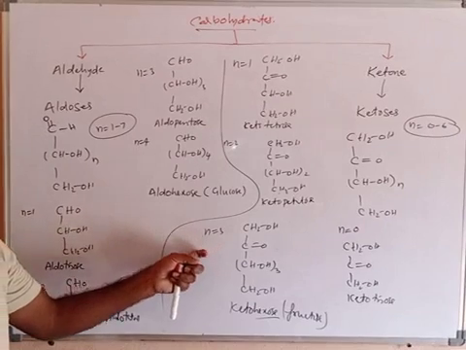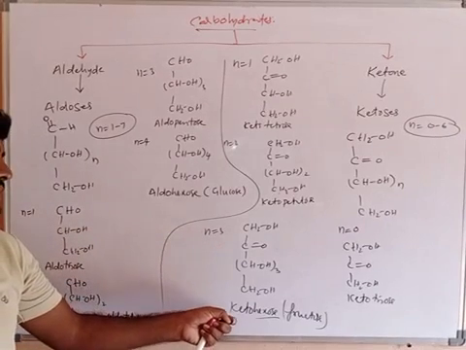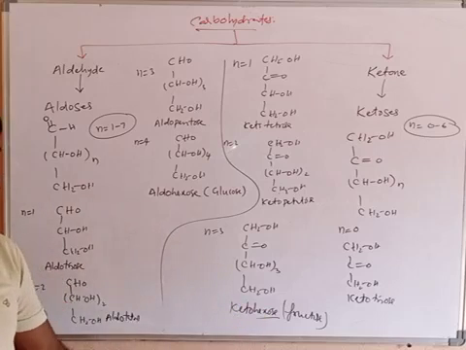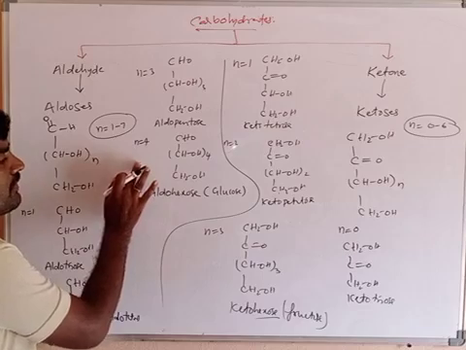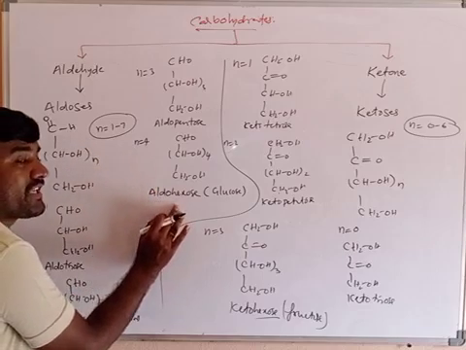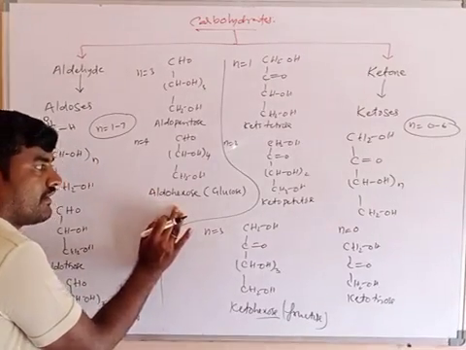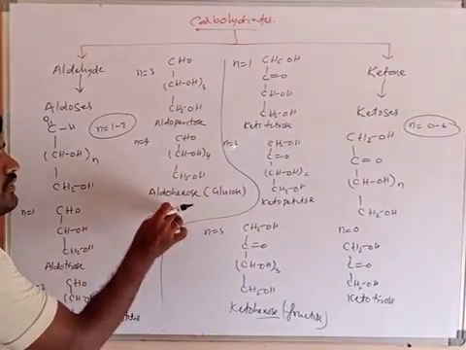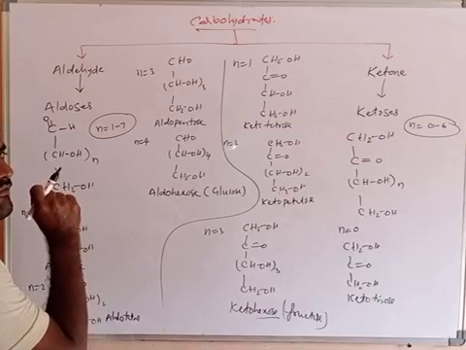When n is equal to 3, we substitute here and get ketohexoses. Ketohexoses include fructose. Fructose belongs to ketohexoses. And when n is equal to 4, we get aldohexose. Aldohexose is glucose. Glucose belongs to the aldohexose family. Clear?